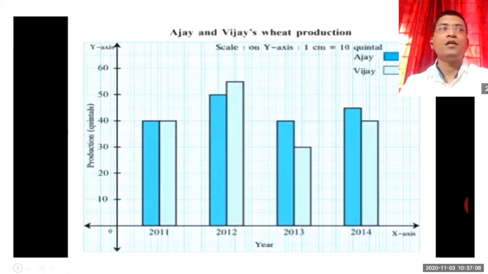Look at 2013. Ajay's wheat production is more, that is 40 quintals, and Vijay's wheat production is only 30 quintals. In the last year, 2014, Ajay's wheat production is 45 quintals and Vijay's wheat production is 40 quintals. In this way, we can show the information of wheat production or compare things between Ajay and Vijay. Look at the next slide.